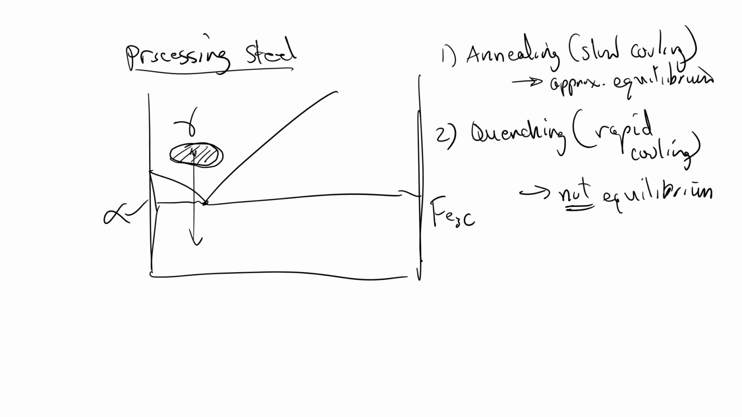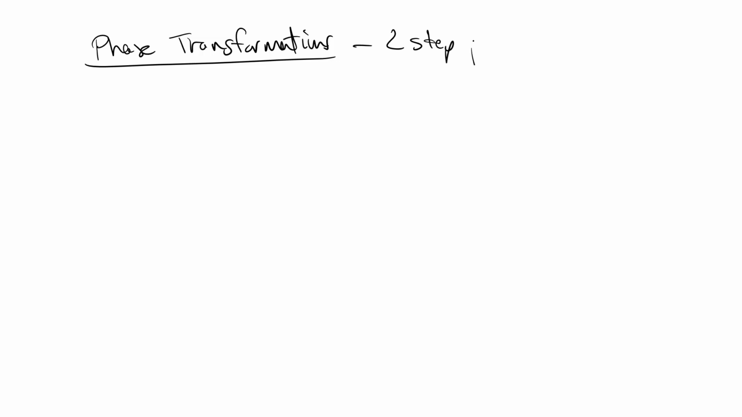All right, now let's talk about phase transformations. So this is a two-step process. Now, what are some phase transformations that we've talked about? How about austenite transforming to ferrite? That's gamma going to alpha for iron. That was in the last phase diagram.